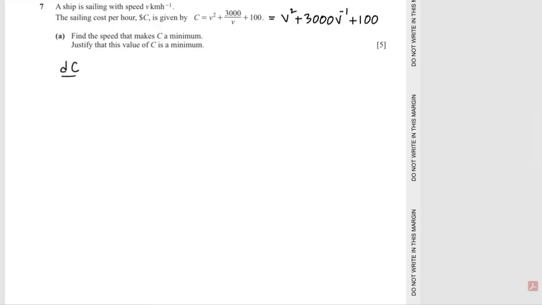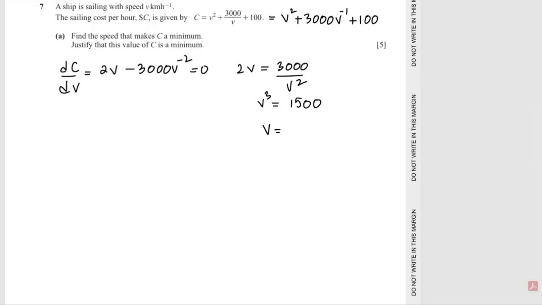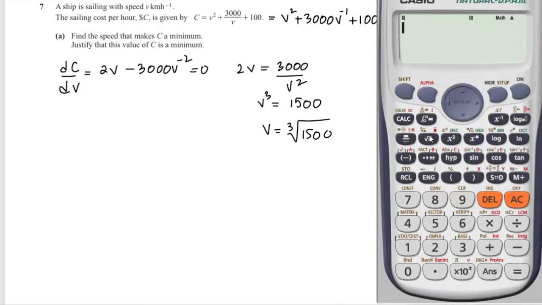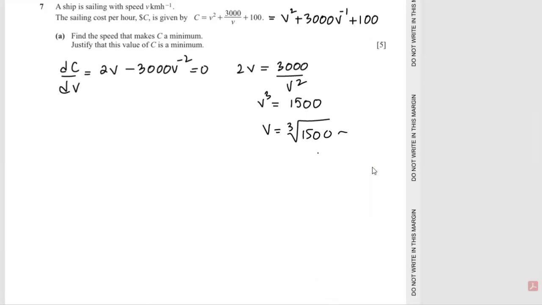Let's differentiate dC over dv. This is going to be 2v minus 3000 v to the power -2. Put it equal to 0. Now try to solve it to get the v value. 3000 divided by v squared, v cubed is going to be 1500, and v will be the cube root of 1500, which is 11.4471, approximately 11.4 kilometers per hour, right? So this is the speed that makes C the minimum.